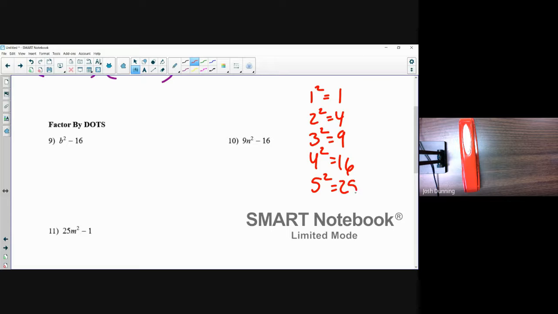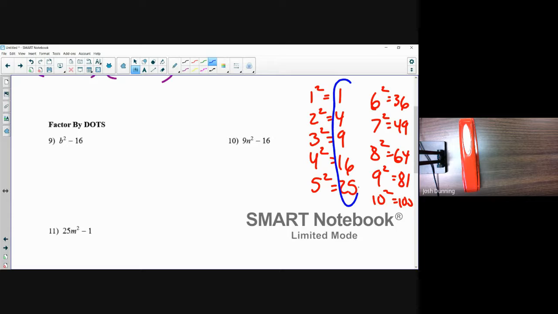If you're making a list, 11 squared is 121, 12 squared 144, and so on. These numbers, these are the perfect squares. So in order for DOTS to work, you've got to have one of those numbers, or one of the bigger ones that we didn't get to on that list. So, yep, 16 is a perfect square.